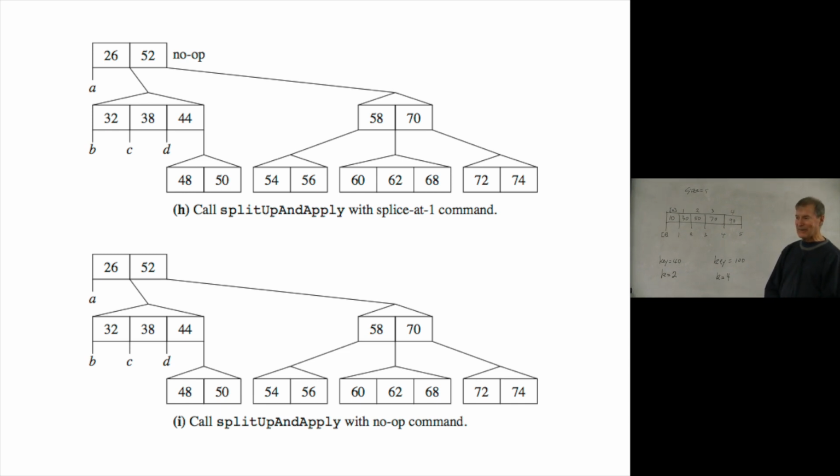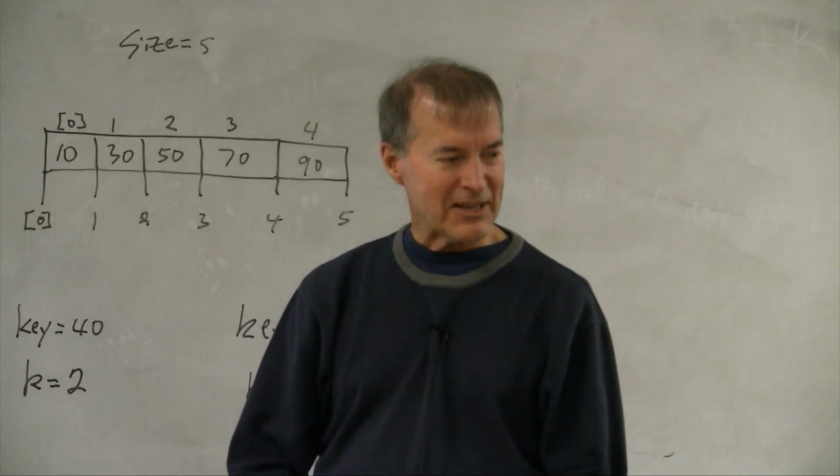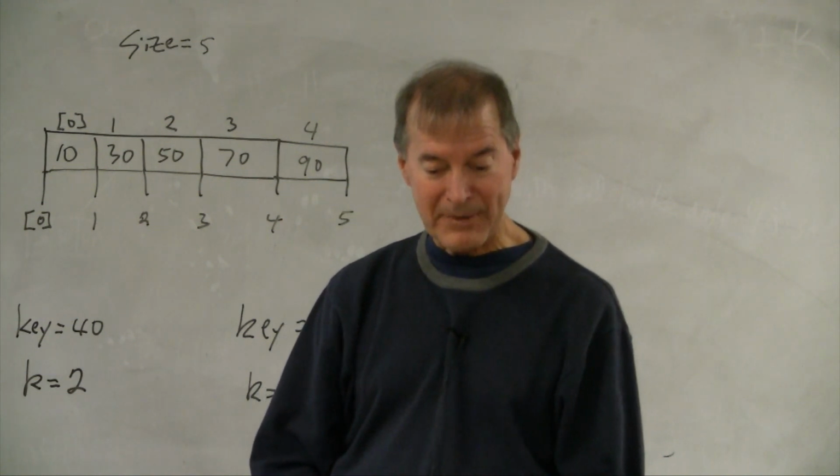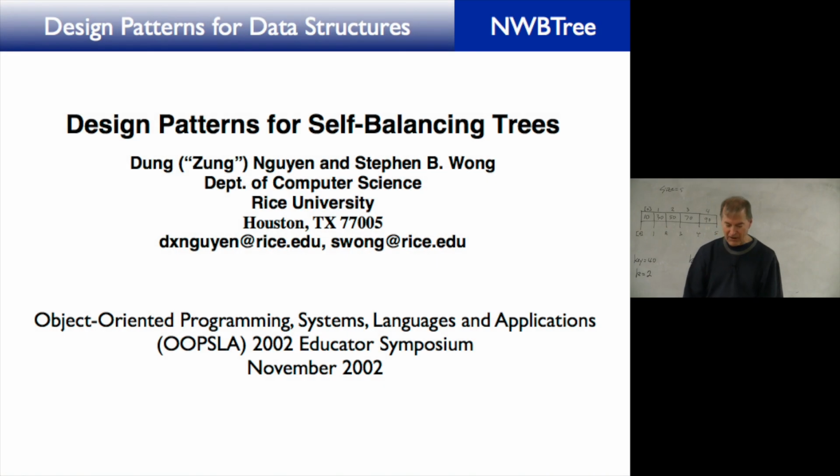I tell you, this is the cat's meow. The fact that we can even know how to delete from a B tree is quite amazing. And here I give you the paper that Nguyen and Wong wrote. It's Design Patterns for Self-Balancing Trees. I think they presented it at Object-Oriented Programming Systems, Languages, and Applications. It's a conference called OOPSLA.